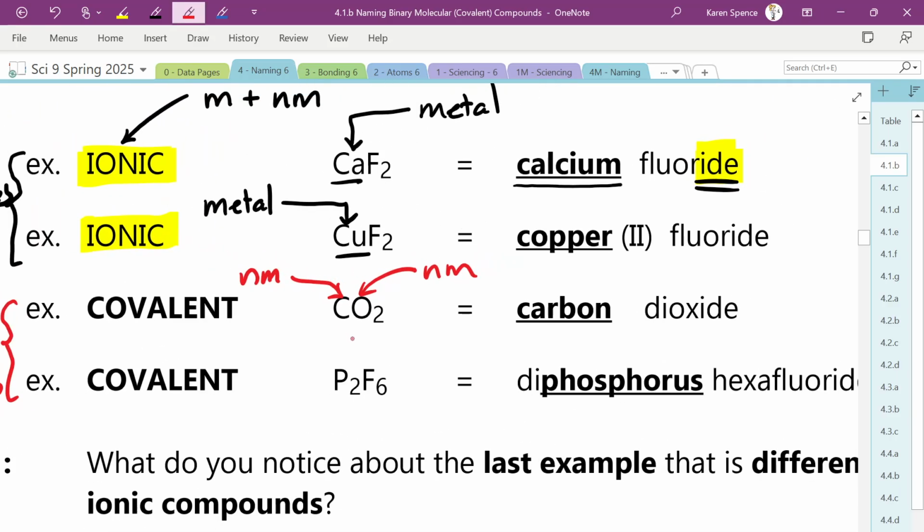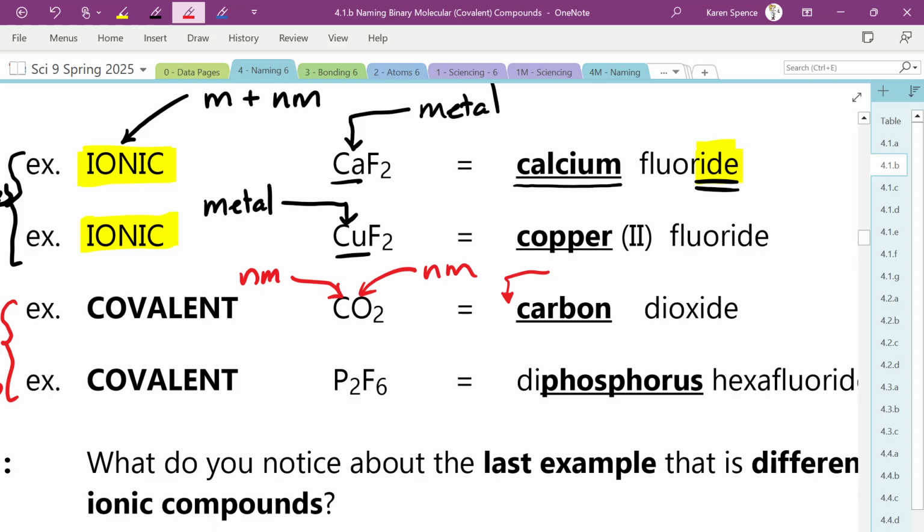How many carbons are in CO2? Just one, because if there's no number, it's just one, right? So there's no prefix here. And we'll talk more about one because one is a little bit funny, okay? We leave off the prefix mono on the first word.